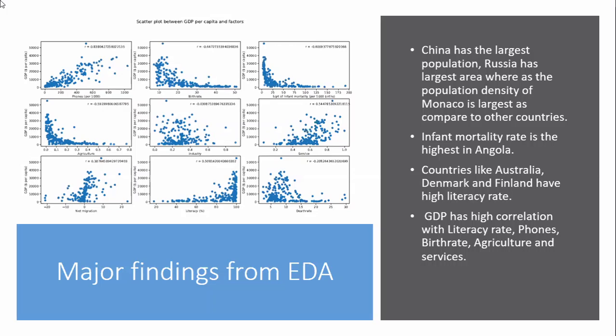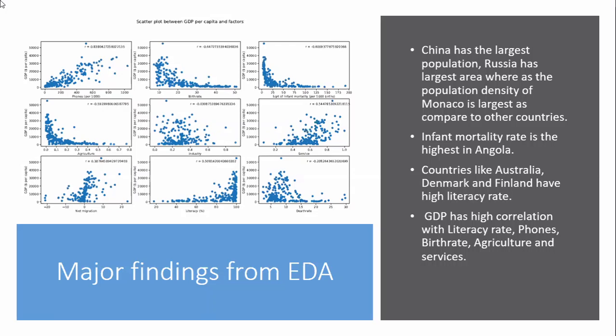So we can see from this slide that China has the largest population. That's a known fact, right? And Russia has the largest population density. No, Russia has the largest area, whereas Monaco has the largest population density. Population density being calculated by population divided by area. So infant mortality rate is highest in Angola, and countries like Australia, Denmark, and Finland have highest literacy rate.